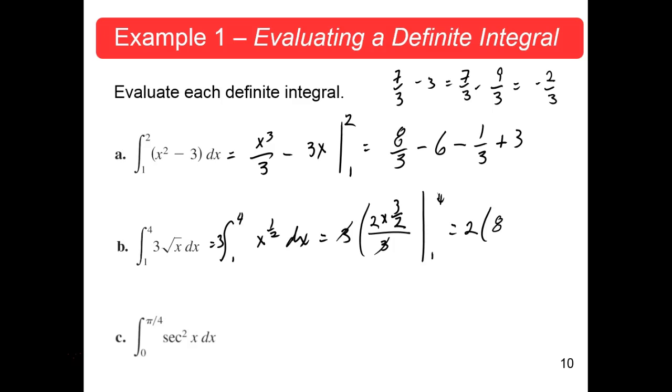Square root of 1 is? 1. And 1 cubed is? 1. All right, minus 1. Okay, so this will be 2 times 7 is 14. Good deal.